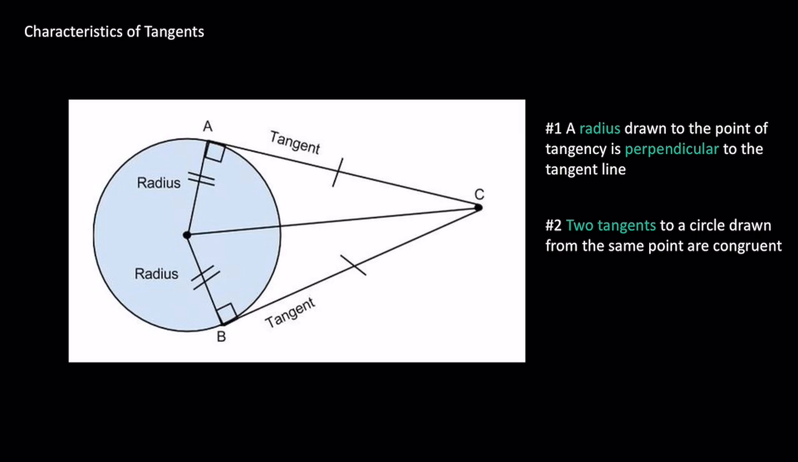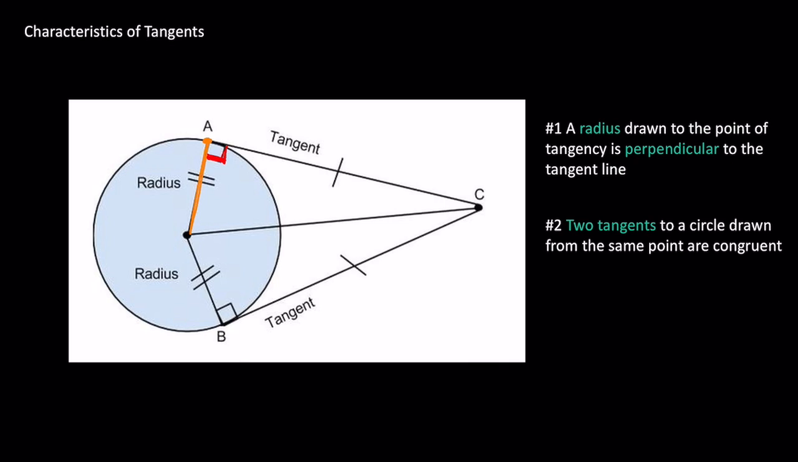All right, some other characteristics of tangents. Number 1, a radius drawn to the point of tangency. So here's your point of tangency, right? And here's your radius. Is always going to be perpendicular to that tangent line. So right there, that is perpendicular to the tangent.